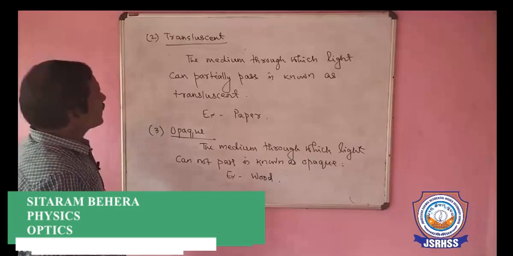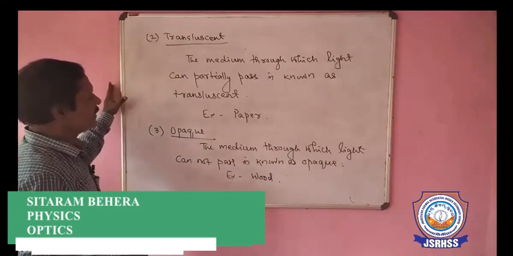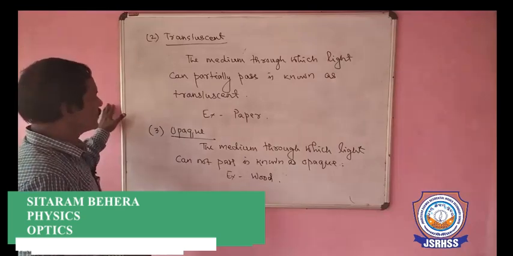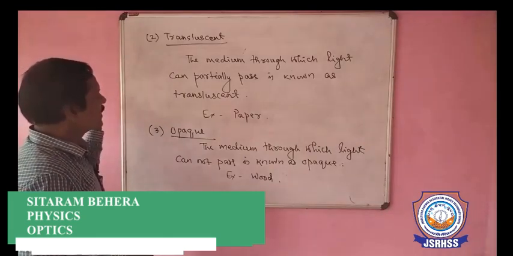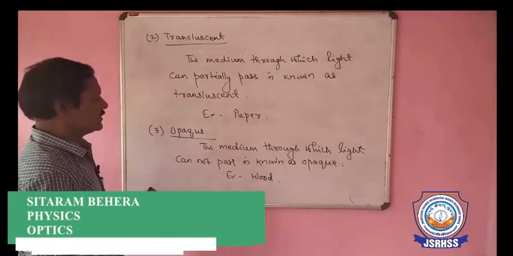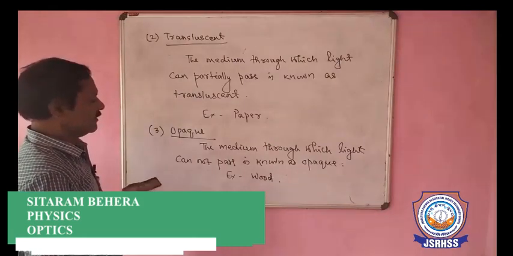The medium through which light can easily pass is known as transparent. Light can pass partially is known as translucent, and the medium through which light totally cannot pass is known as opaque.